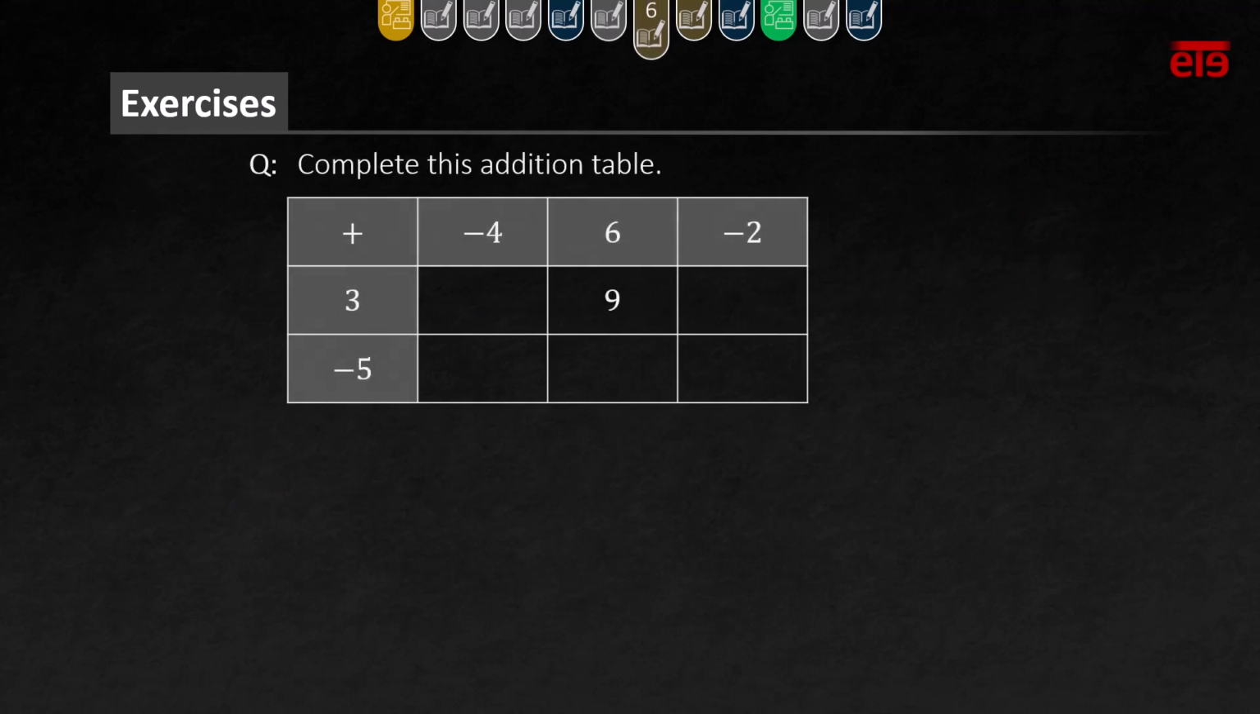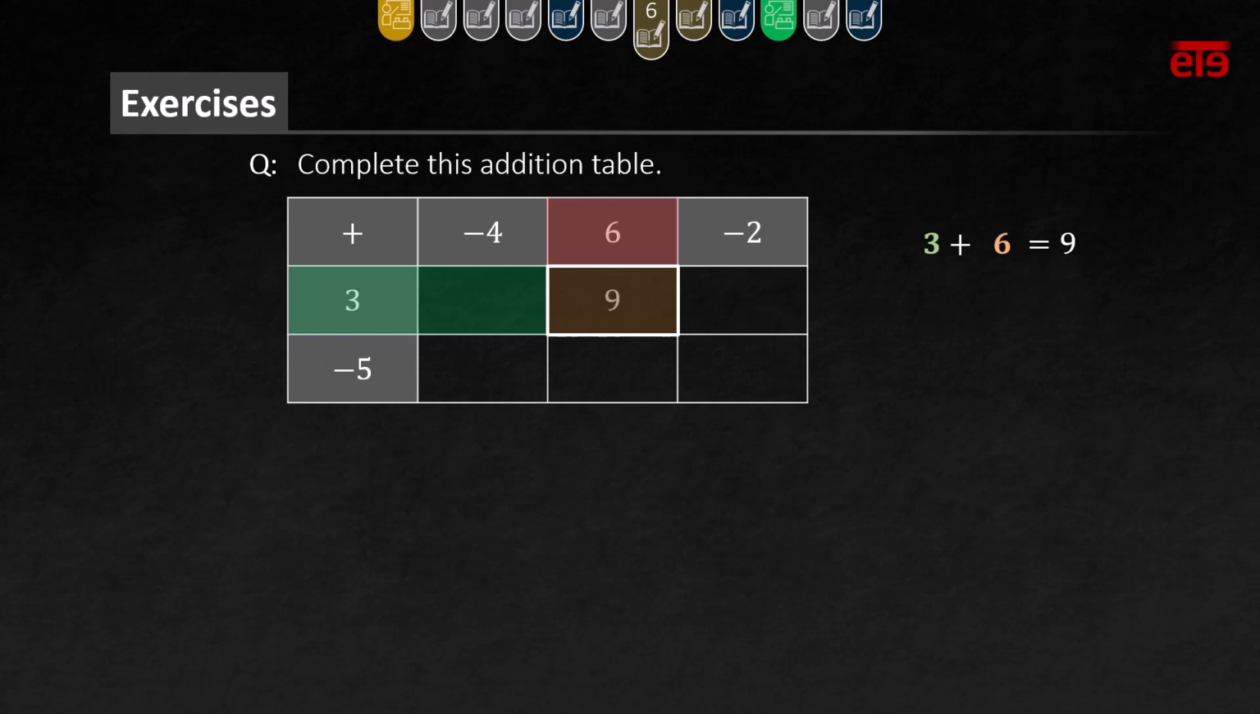Exercise 6 shows the addition table. In the table, the first row contains 3 integers, negative 4, 6 and negative 2. The first column contains 2 integers, 3 and negative 5. Add an integer from the first row and an integer from the first column to get the answer. For example, 3 and 6 add up to 9, which is already written in the corresponding cell.